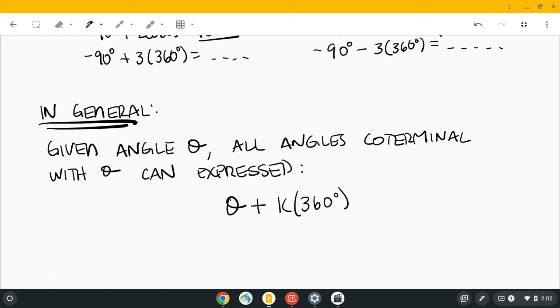Okay? That's a K, if you're wondering what this was. Okay. That's a K. So where K is an integer. An integer is like 0, 1, 2, 3, 4, 5, negative 1, negative 2. Okay?